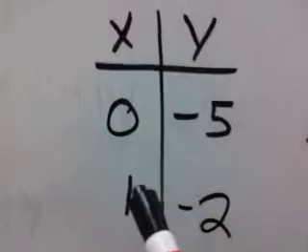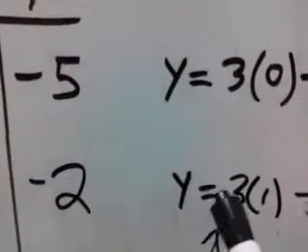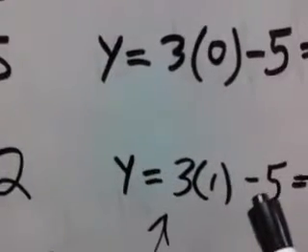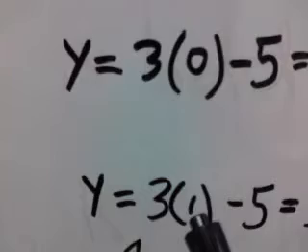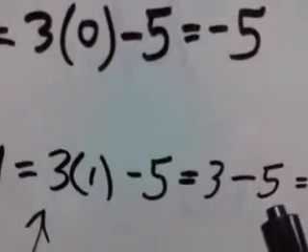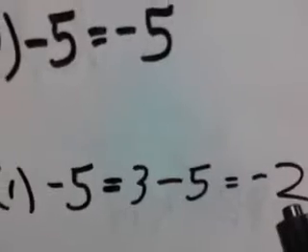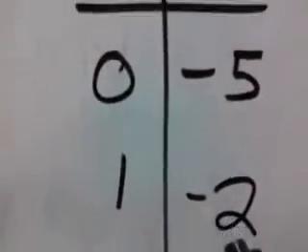Secondly, I substitute 1 for x in the equation. I get y equals 3 times 1 minus 5. 3 times 1 is 3. 3 minus 5 will give us negative 2. So my second point is 1, negative 2.